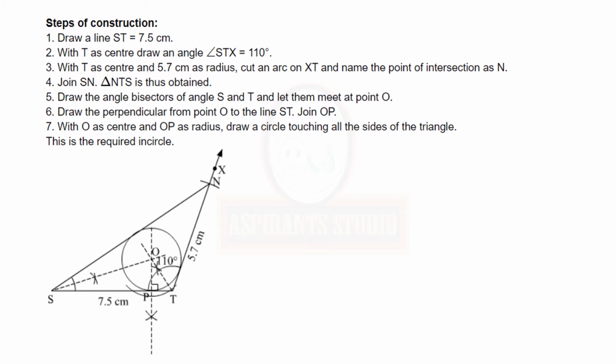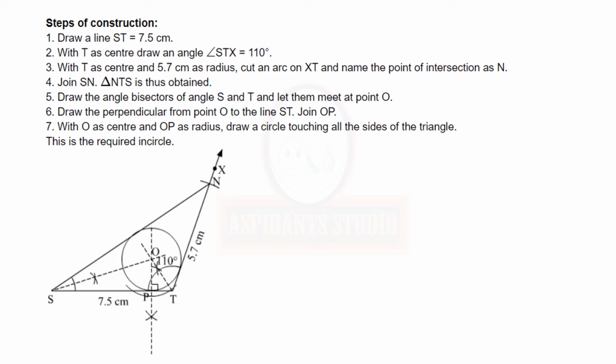You are asked to construct the incircle also. So for that, let me explain the steps of construction. Draw a line segment ST of length 7.5 cm. With T as center, draw an angle STX of measure 110 degrees. With T as center and 5.7 cm radius, cut an arc on XT and name the point of intersection as N. Join SN. We get triangle NTS. So we have constructed triangle NTS.